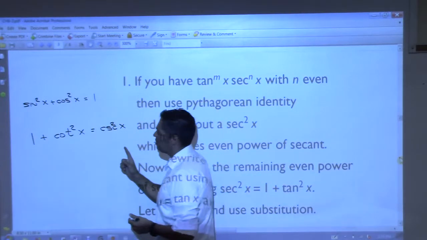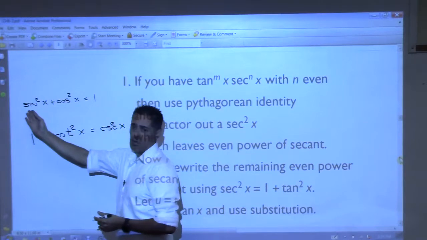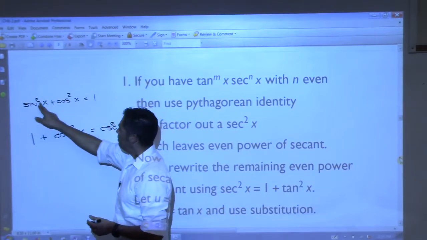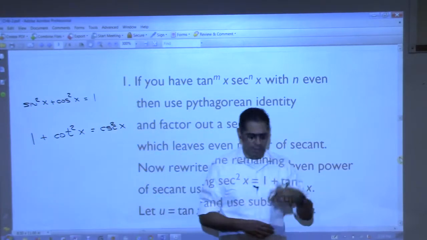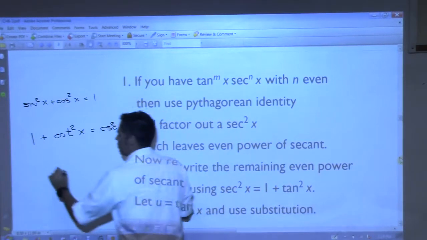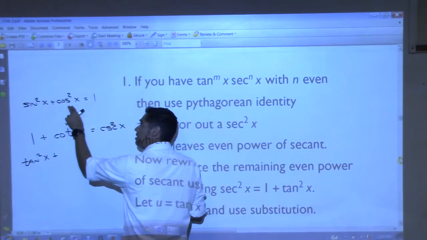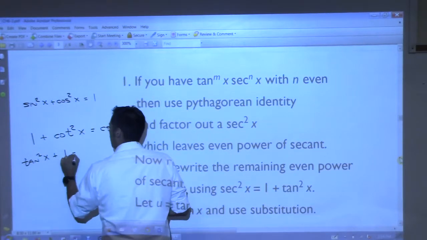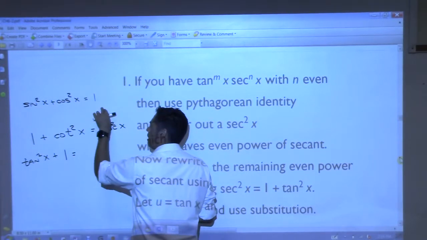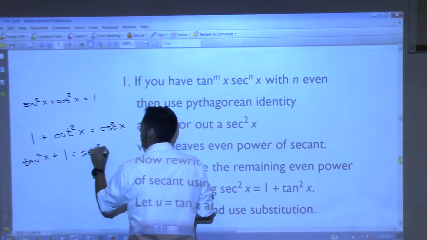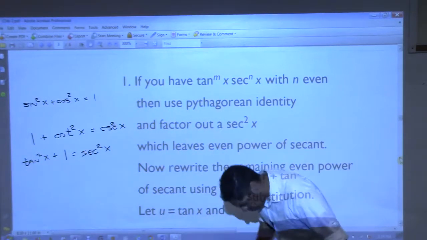How do you think I get the last one? Divide everything by cosine squared. So what's sine squared divided by cosine squared? Well, sine over cosine is tangent, so that's tangent squared. And then I'm dividing by cosine squared, right? So that's 1, and 1 over cosine squared would be secant squared. So there are your other two Pythagorean identities.